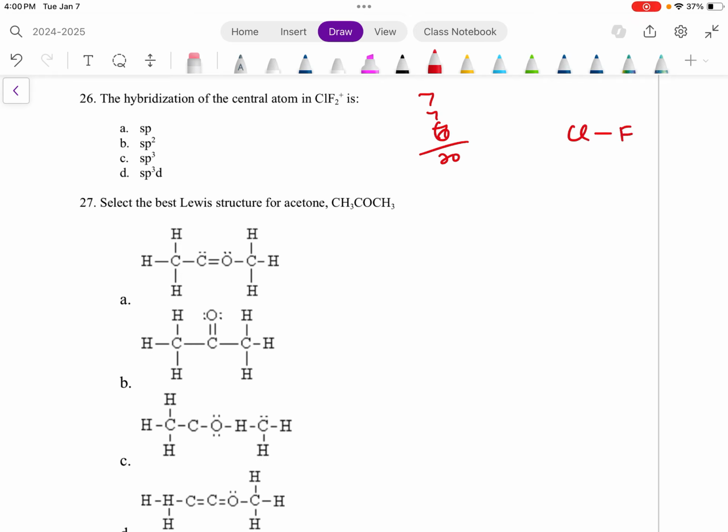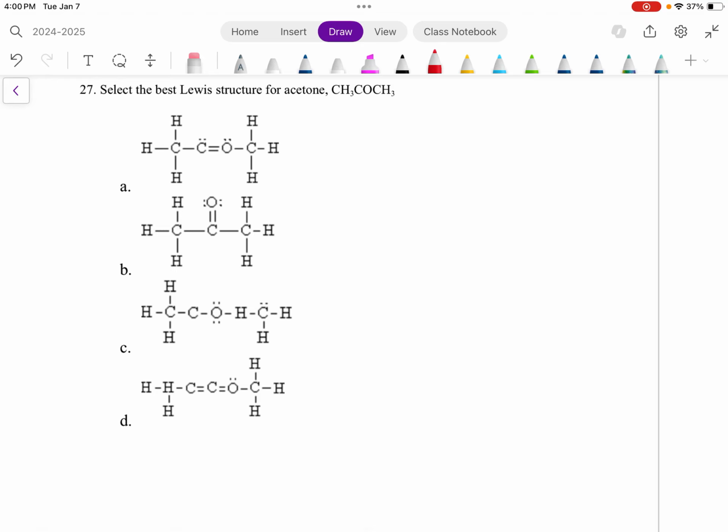We're going to put chlorine in the middle, the F's on the outside. We're going to connect them, right? 2, 4, 6, 8, 10, 12, 14, 16. I need 4 more. That means there's going to be 4 domains of electrons around the central atom. 4 domains means sp3.